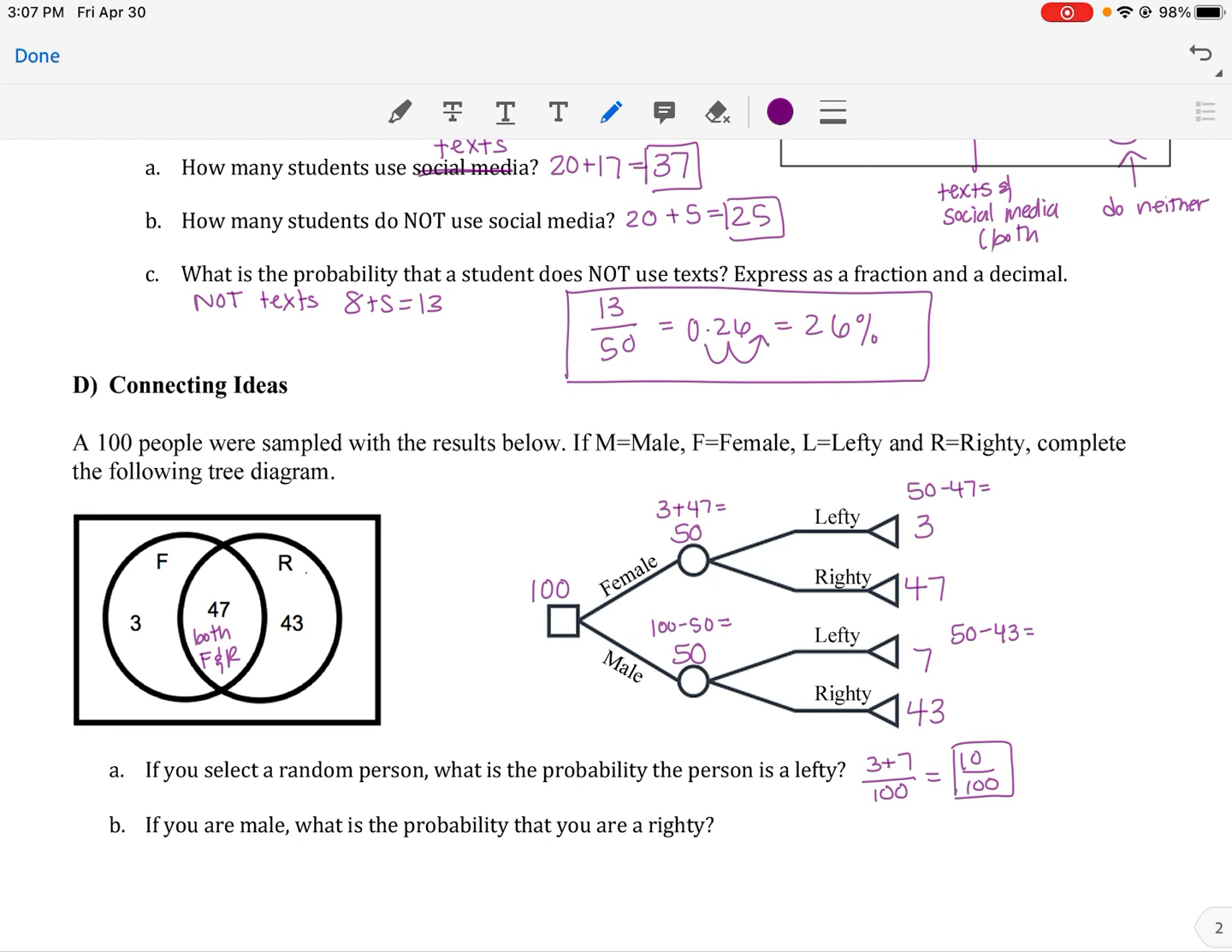Okay, now let's look at the next one. If you are male, so we're just looking at the bottom portion here, what's the probability that you're a righty? So there's 43 people that are righty out of the males, which is a total of 50. This last one we'll call conditional probability. So we'll come back to that actually in 2 more lessons, but that's a good introduction for you. Good luck with your assignment.